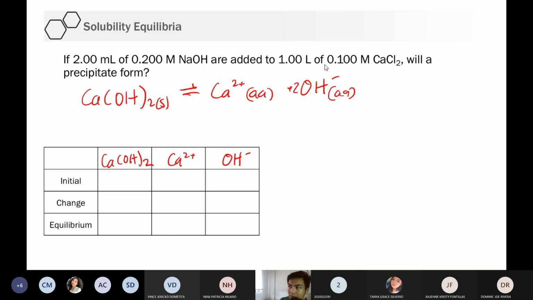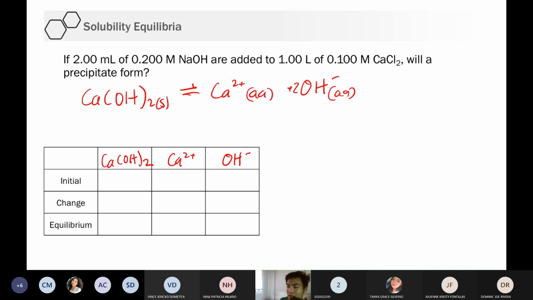Okay. So, ganito lang, no? Ideally kasi, kapag pinag-add mo yung dalawang volume, di ba? Magkakaroon tayo ng dilution. Madidilute yan, di ba? However, since yung ating in-add na volume ay masyadong maliit lang, 2 ml lang yan eh. So, we will assume na ang total volume ng solution ay still 1 liter.